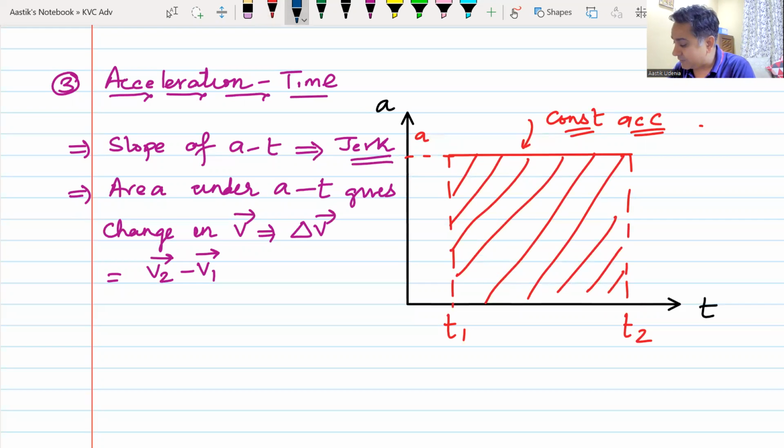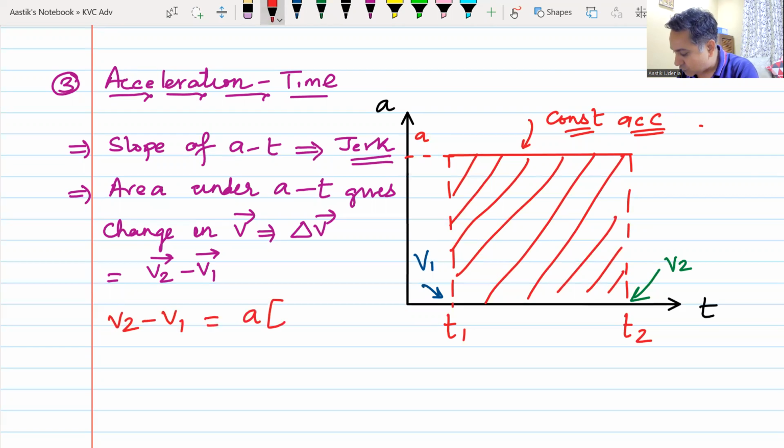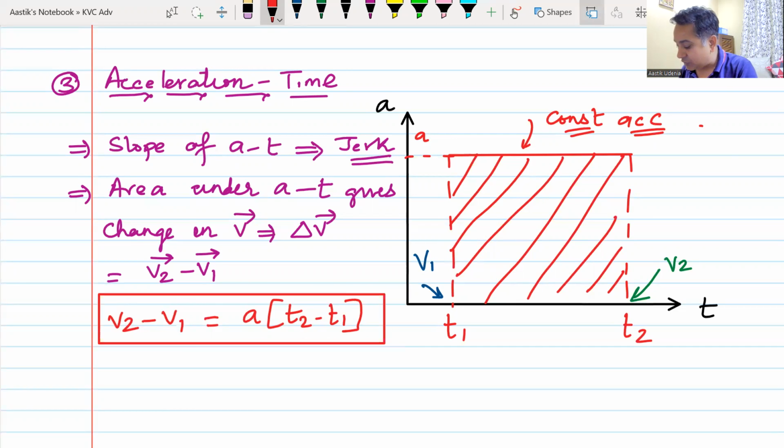Now, if I say, my dear friends, that velocity here is v1 and velocity here is v2, final velocity is v2, initial velocity is v1, then v2 minus v1 will be equal to a into t2 minus t1. Do we understand this? Yes or no? A into t2 minus t1 is the area under this graph, and that will be equal to change in velocity. Do we understand this? Yes or no?